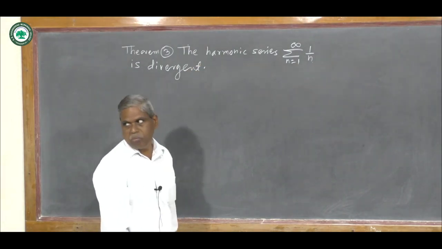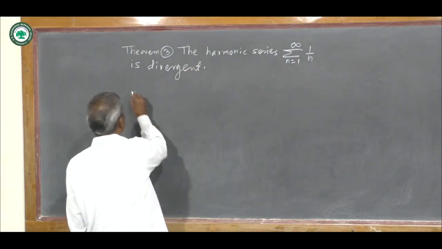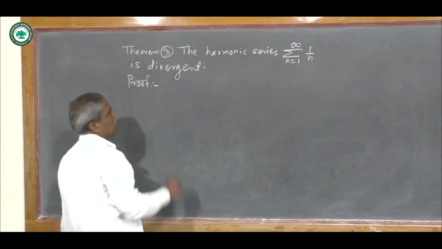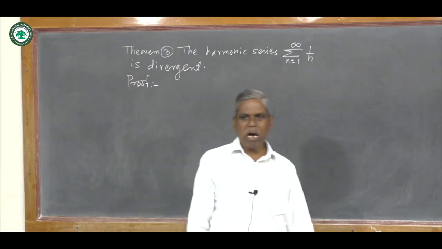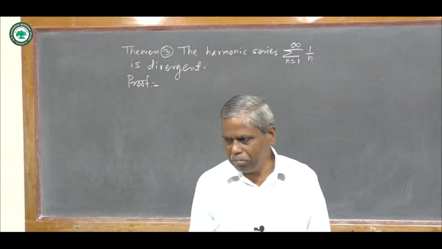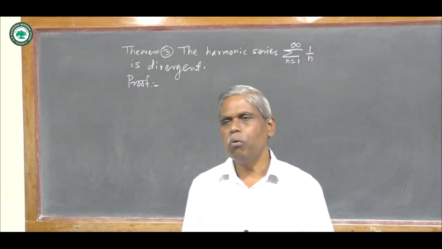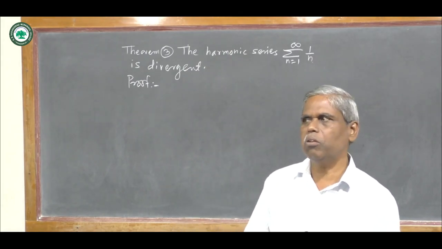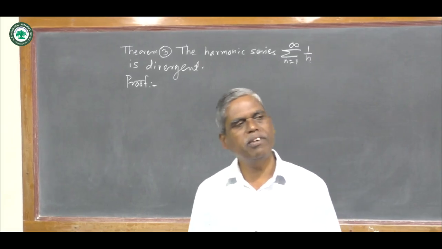Proof of this theorem 3. We have sigma 1 upon n, which is equal to 1 plus 1 upon 2 plus 1 upon 3 plus and so on, plus 1 upon n plus 1 upon n plus 1 plus and so on.